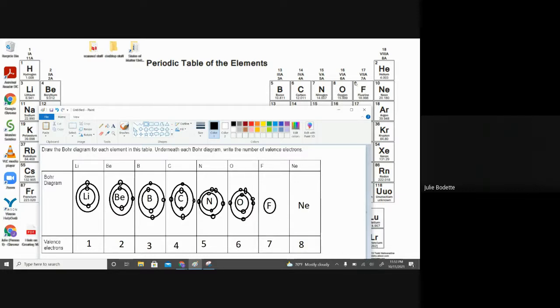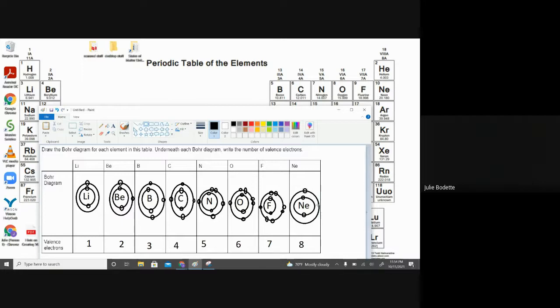Fluorine has 9: 1, 2, 3, 4, 5, 6, 7, 8, 9. And then neon. Here's neon. So neon has 10 electrons. So 1, 2, and then the next row, next shell has 8.